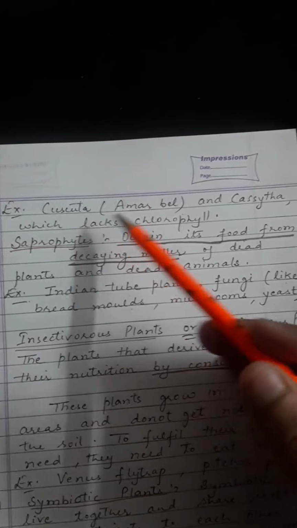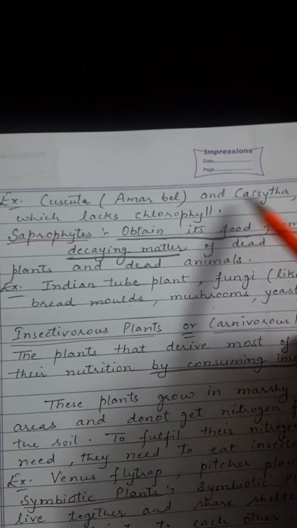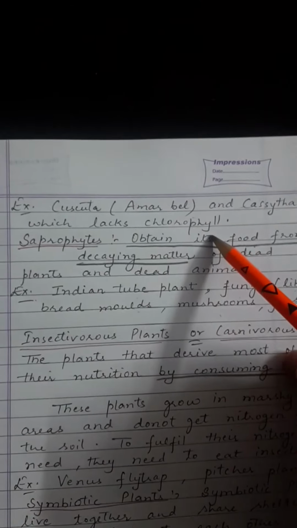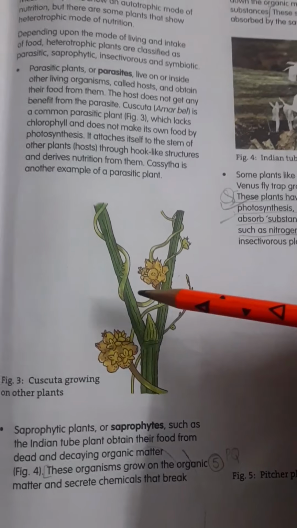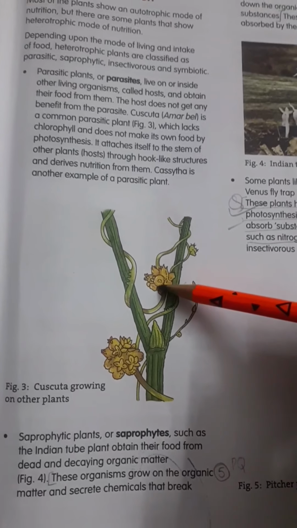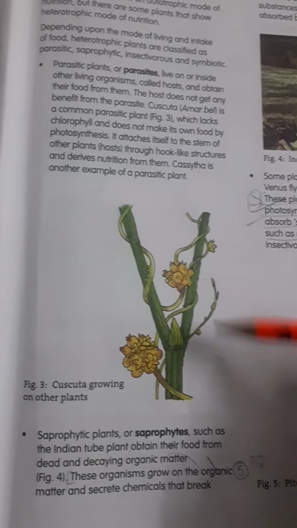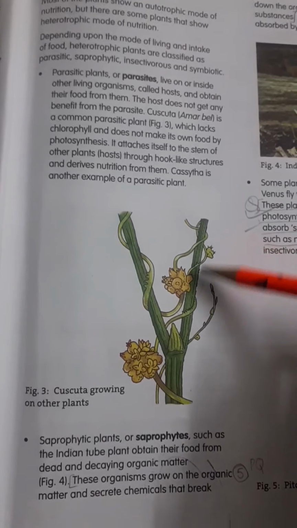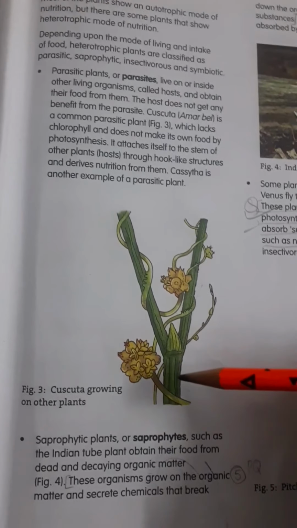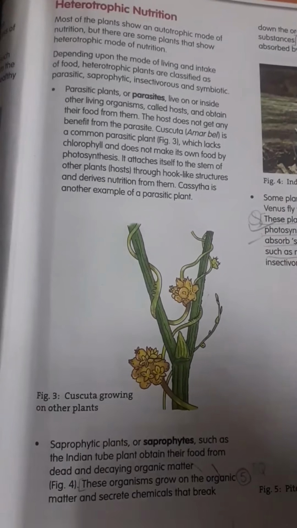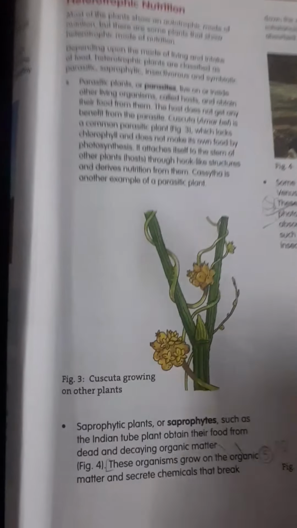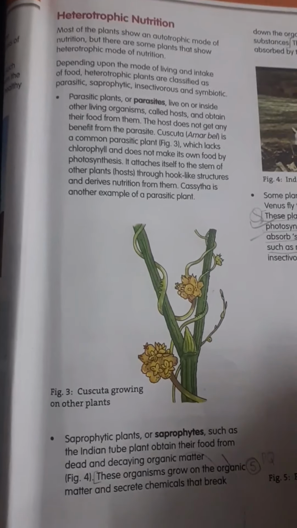The example for this is Cuscuta. Cuscuta is also called Amarbel and Cassytha, which lacks chlorophyll. Look at the Cuscuta. This is Cuscuta. Cuscuta is yellow in color, right? And it grows on another plant called the host. It lacks chlorophyll and does not make its own food by photosynthesis. So they depend on other organisms for their food, right?